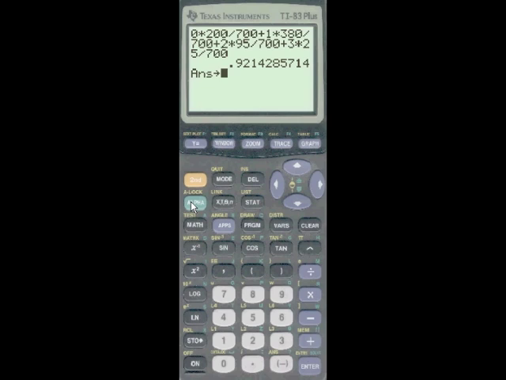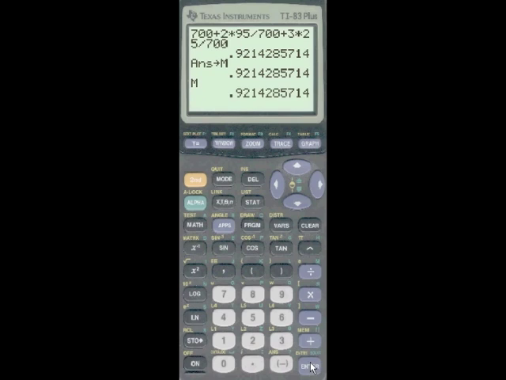Notice I get 0.9214. If I take that answer and store it by hitting the STO button in the bottom left-hand corner, that allows me to bring back that number anytime I type the letter M in which I stored the value. Now I can use that M for future calculations. It's a very handy technique to use on the calculator.